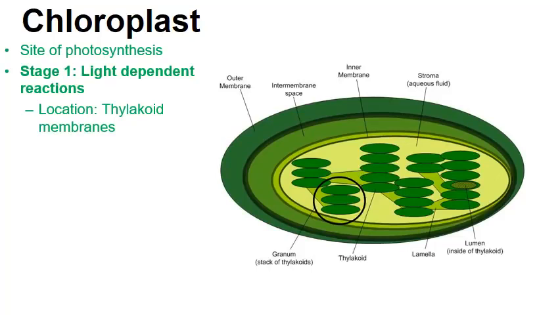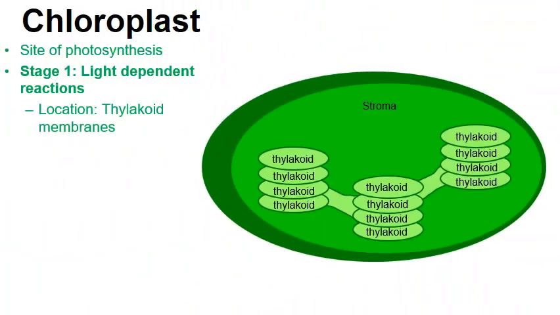I want to actually look at a more simplified diagram here. And when we do, we can see the thylakoids, which kind of look like coins or frisbees stacked on top of one another. In the membrane of these thylakoids is where the light-dependent reactions occur. And if you ever come across the term granum, that's a term that means a stack of thylakoids.